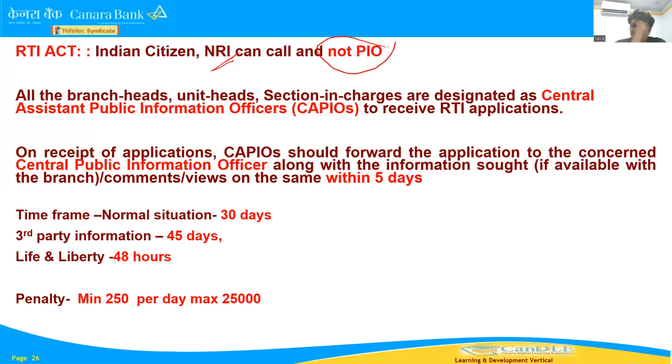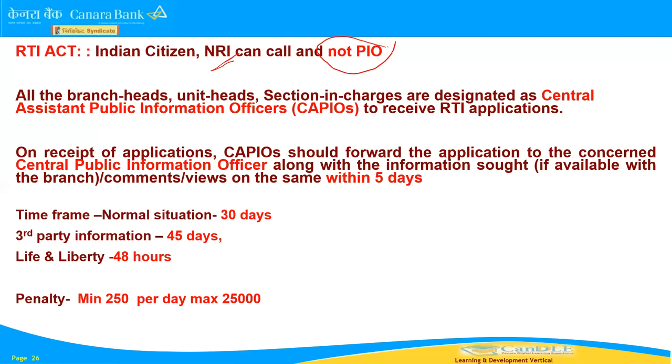Somebody has filed a case in RTI. Some information they want. How? All branch heads, unit heads, section in-charges are designated as CAPIOs, Central Assistant Public Information Officers, to receive RTI applications. They are the people: branch people, unit head, section in-charge. On receipt of applications by these three people, CAPIOs, they will forward them to the concerned Central Public Information Officer. Generally, SKL4 sitting at RO will be the Central Public Information Officer.